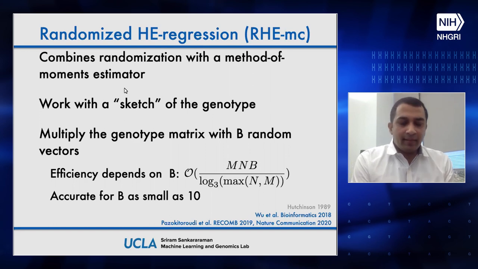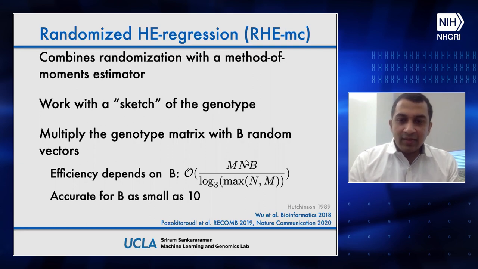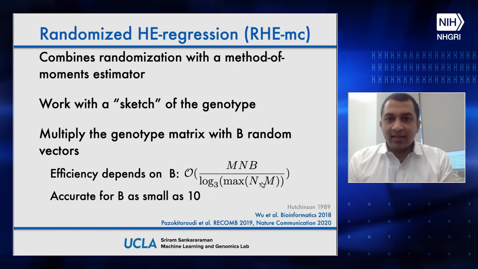The key insight is that instead of working with the genotype matrix, which is a large matrix, we work with a sketch of the genotype, which is obtained by multiplying this genotype matrix with some number of random vectors. The resulting sketch is a smaller matrix, so it is much more efficient computationally to work with. However, what is interesting is that this sketch often preserves the statistical properties that are needed for the problem, and so this sketch is accurate even for a small number of these random vectors. The resulting algorithm has a computational complexity that is essentially linear in the number of SNPs, the number of individuals, and the number of random vectors B that we use to form this sketch matrix. It turns out these kinds of randomized estimators are accurate for B as small as 10. This resulting algorithm is something that we term randomized HE regression.